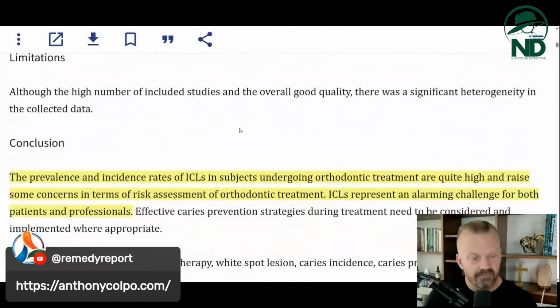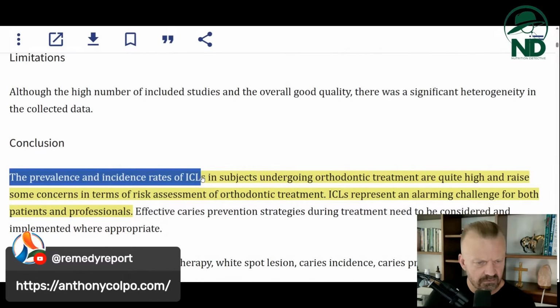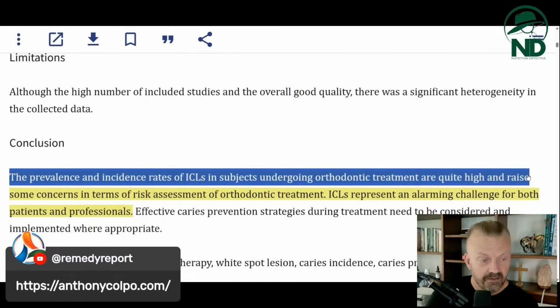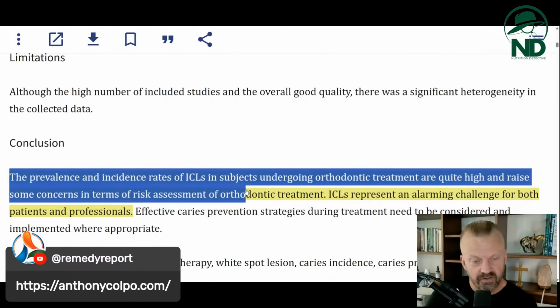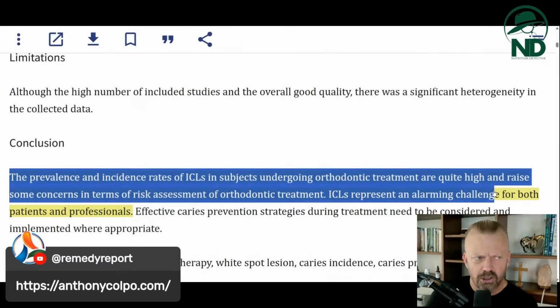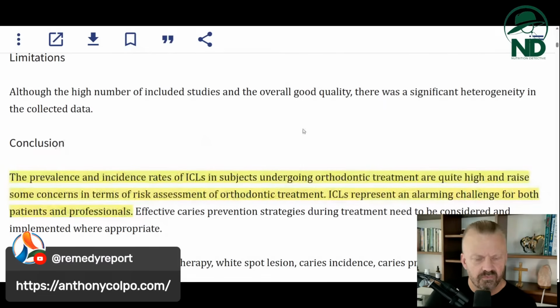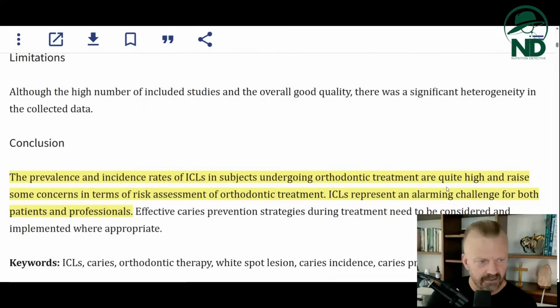Was there anything else in here? Oh, the prevalence and incidence rates of initial, or what do they call them? Initial caries lesions in subjects undergoing orthodontic treatment are quite high and raise some concerns in terms of risk assessment of orthodontic treatment. ICLs represent an alarming challenge for both patients and professionals. Alarming, quite high, raise concerns.